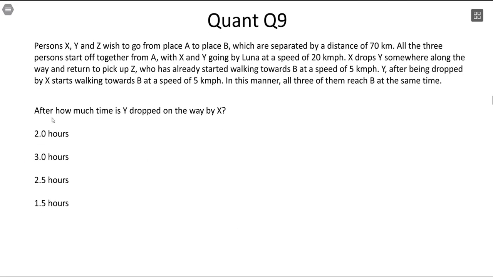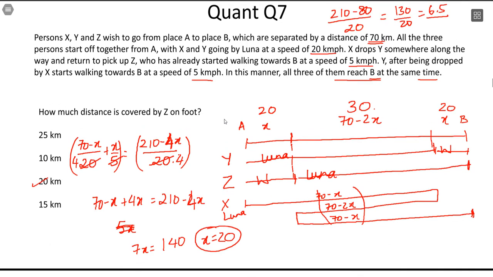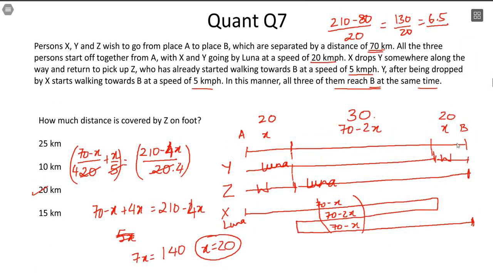Last question in the set. How much time is Y dropped? After how much time is Y dropped on the way by X? Okay. So total time taken by Y is 6.5 hours. Last 20 kilometers it traveled at the rate of 5. So it took 4 hours for the walking portion. For Y, the walking portion took 4 hours.